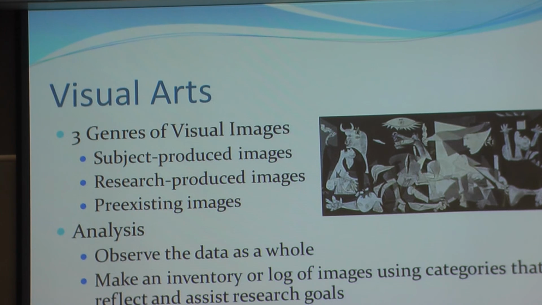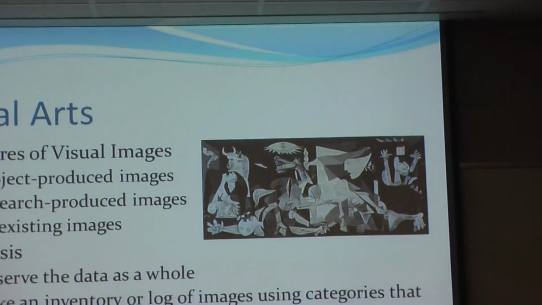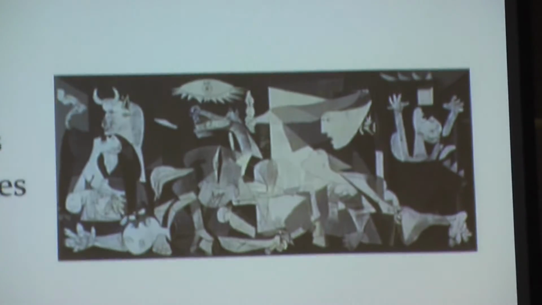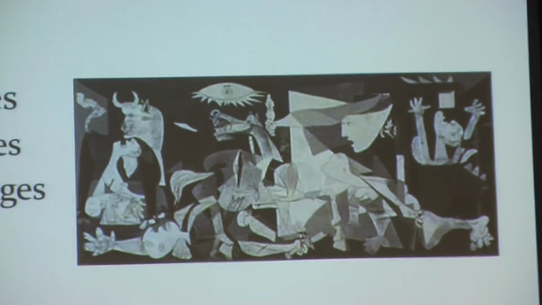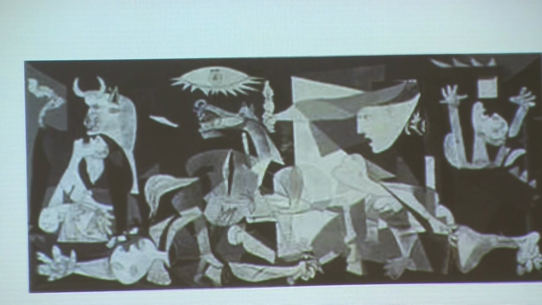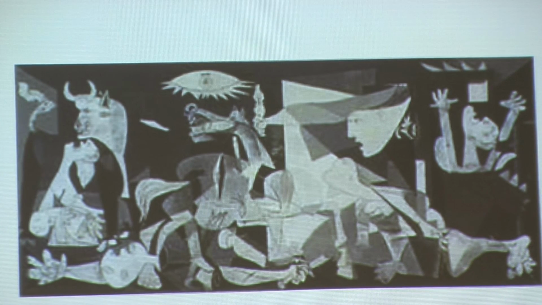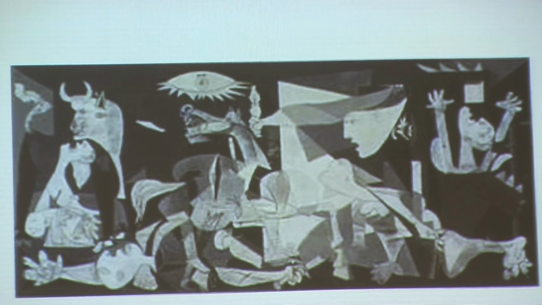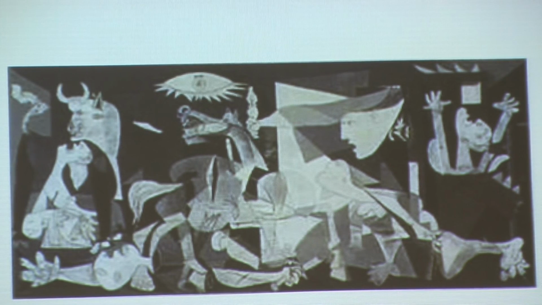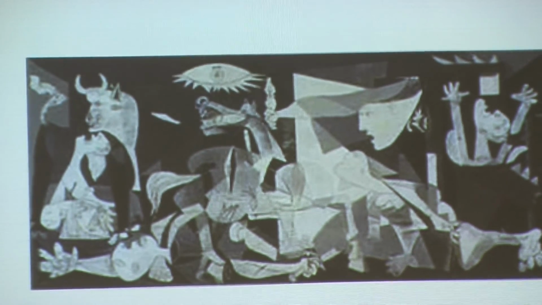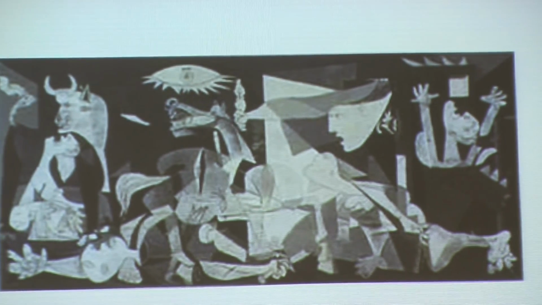And then pre-existing images, if you were studying cultures, for example, if I were studying the Spanish Civil War, Guernica by Pablo Picasso would have to be one of those pre-existing images that I would want to look at, because this shows the horrors of war and of a city being bombed out. And I could do an analysis between that and, for example, images that were painted about the 9/11 bombing, and you could do a cultural analysis that way.